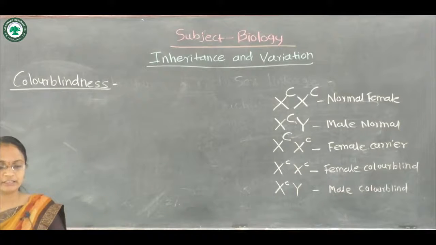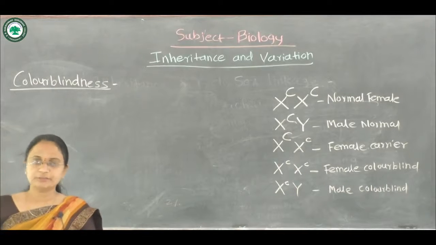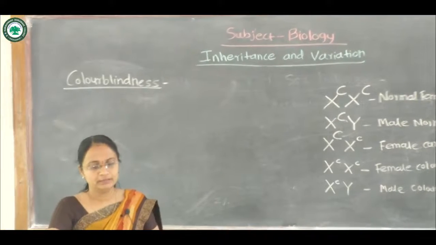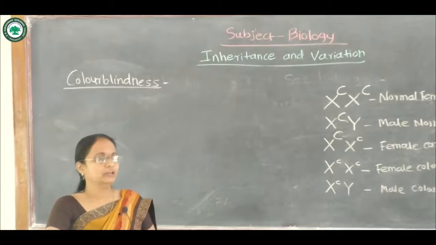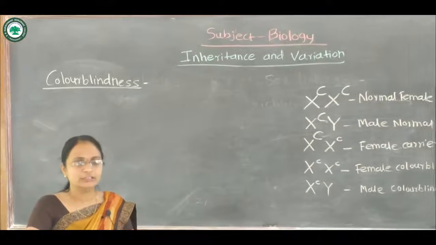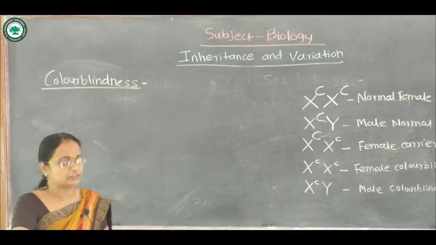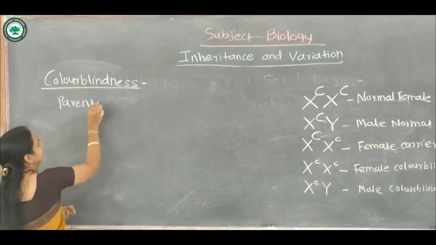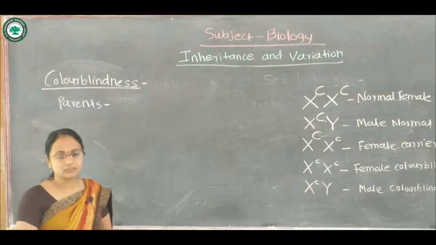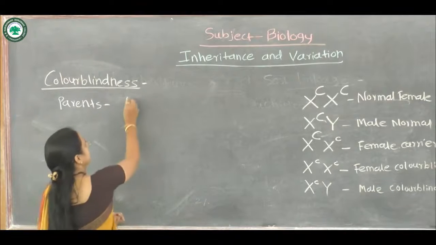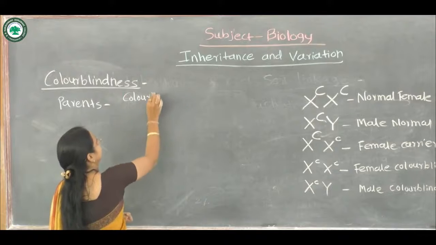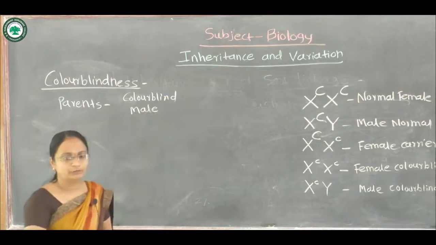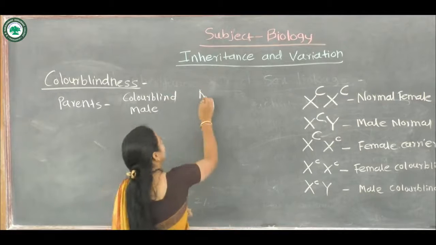Now let's take the example: if a marriage takes place between a colorblind male and a normal female, what type of progeny is obtained? We can see this. Suppose we take the parents here: the male is colorblind and the female is normal.